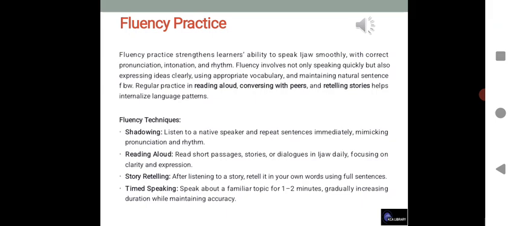Reading aloud. Learners read short passages, dialogues, or stories in Ijaw daily. The focus is on clear articulation, correct pronunciation, and expressive delivery, which helps reinforce vocabulary and sentence structure.